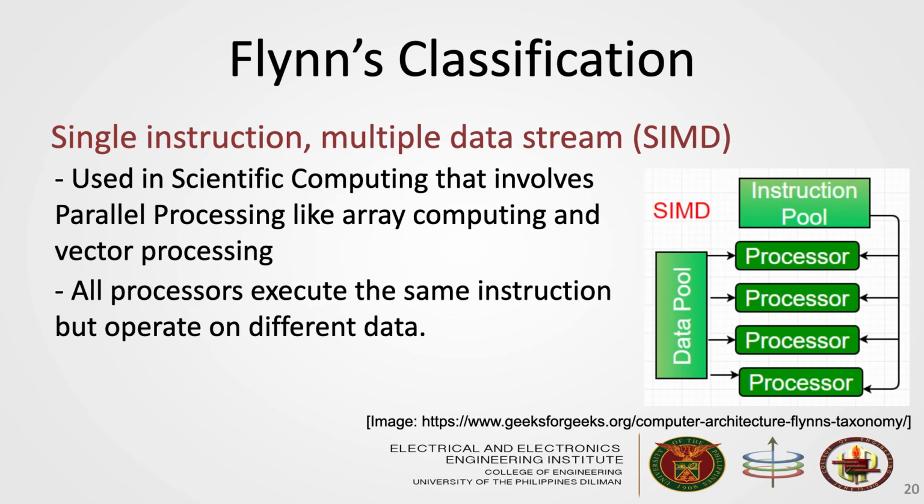The second category is the single instruction, multiple data stream. In this category, all the processors execute the same set of instructions on different data streams. This architecture is used in scientific computing that involves parallel processing, like array computing and vector processing.